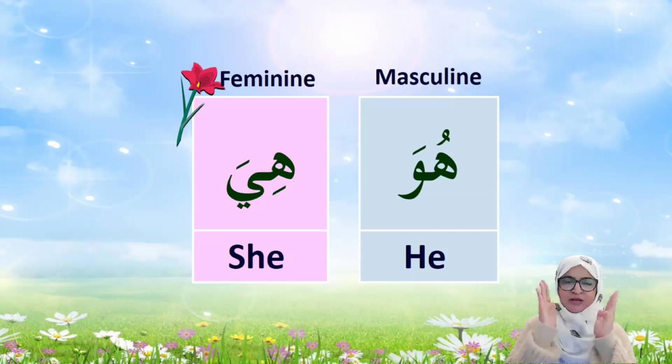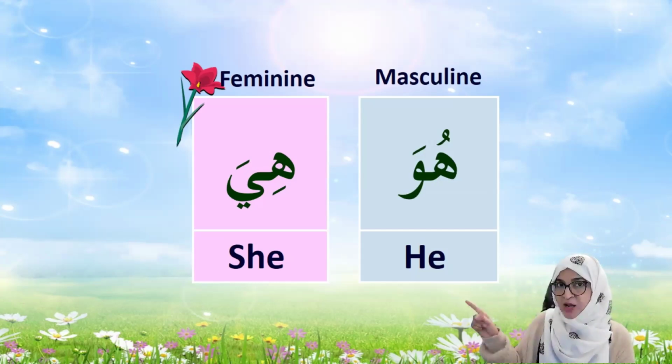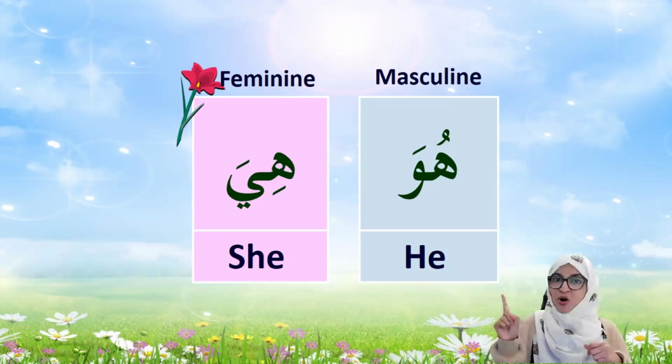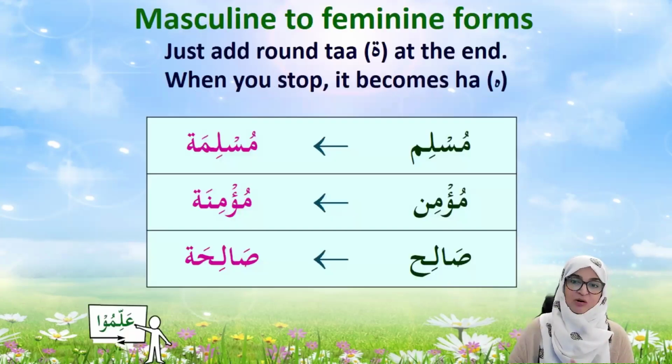So keep it in your mind always. Now we are doing only one word. We're using huwa, he. Now we are changing it into feminine. What is huwa? It becomes hiya. Okay, so I think you got it, but now we need to practice it more.